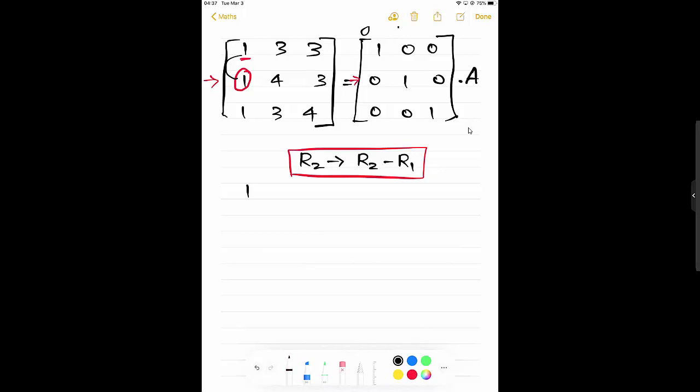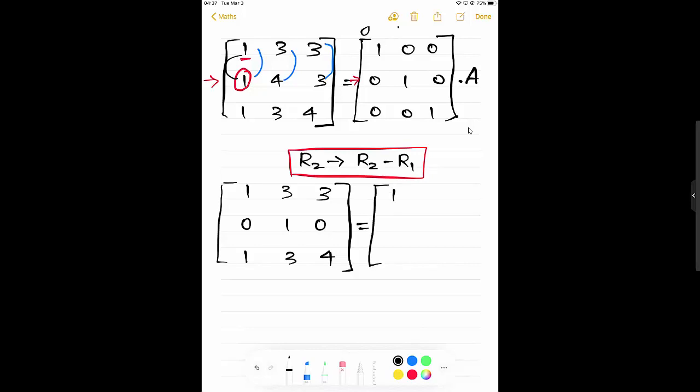The first row is 1, 3, 3. Then what is row 2 minus row 1? 1 minus 1, 4 minus 3, 3 minus 3. So the values will be 1 minus 1 is 0, 4 minus 3 is 1, 3 minus 3 is 0. The remaining row you can write as it is. Equal to. Even for the identity matrix, we have to apply this rule. So 0 minus 1 is minus 1, 1 minus 0 is 1, 0, then 0, 0, 1.